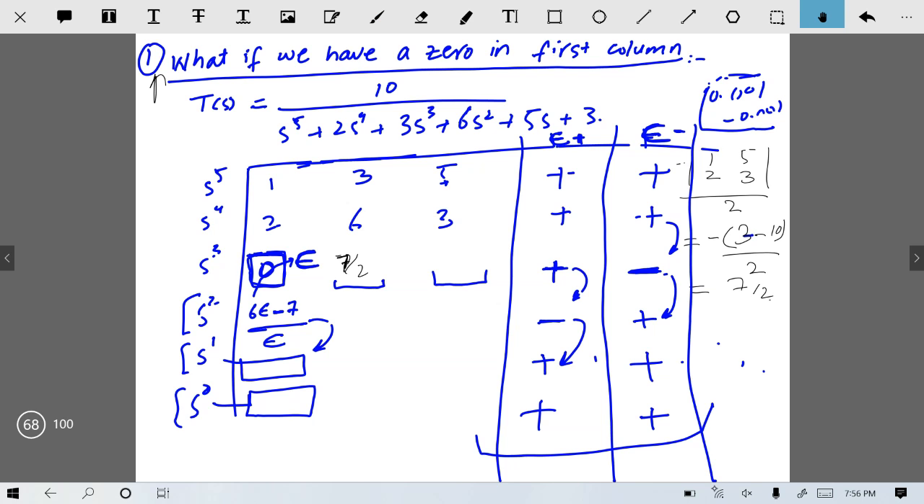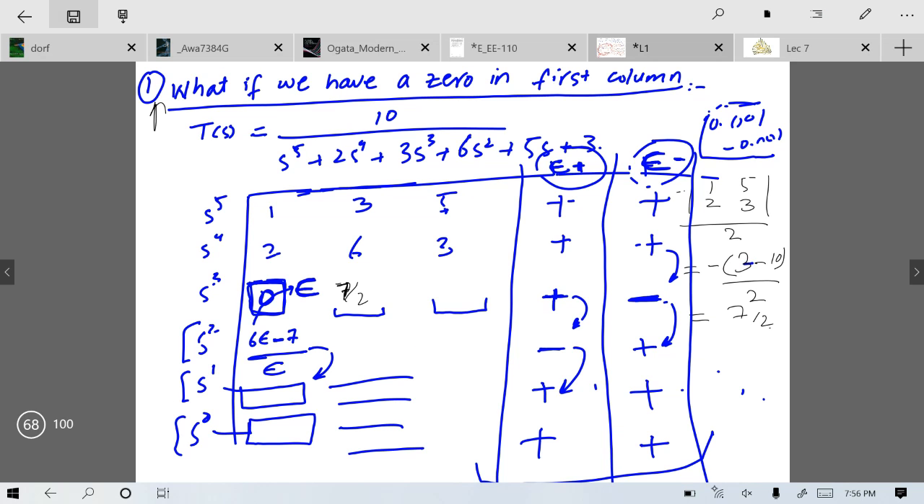So you can either take epsilon as a small positive number or a small negative number. It's up to you, because we have seen that in both cases our result is the same. We are not concerned with these values. We are only concerned with the sign of our first column, because the only thing of interest in the Routh array is the sign changes in the first column, which tells you whether your system has any pole on the right hand side or not.